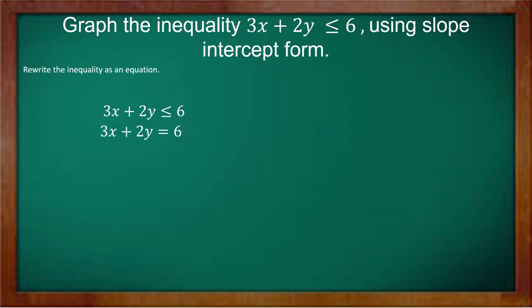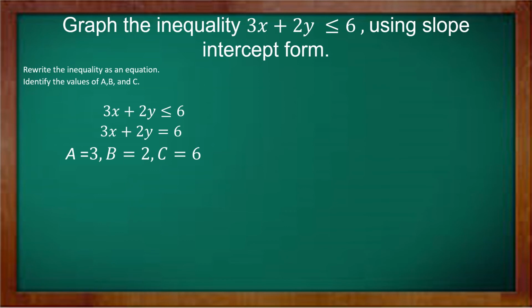Next, we need to identify the values of a, b, and c. In identifying these, we just refer to the inequality form, which is ax plus by less than or equal to c, so that it will be easy for us to identify them. So we have the values of a equal to 3, b equal to 2, and c equal to 6.